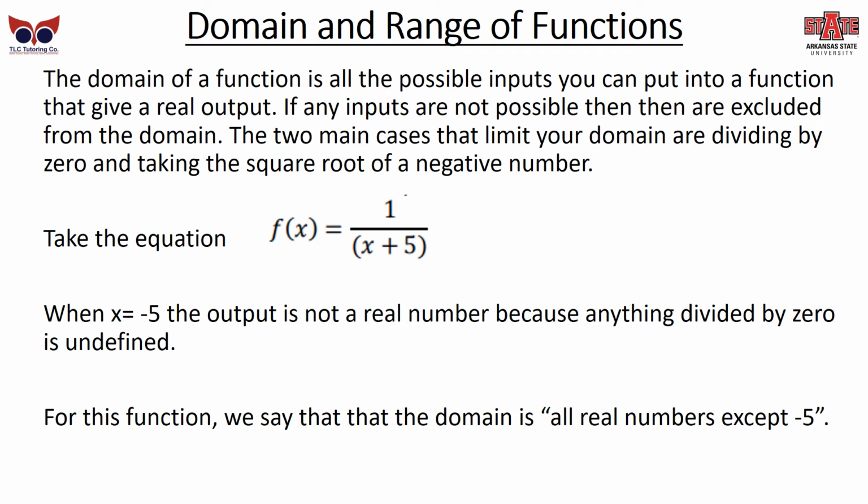So there's two cases that limit your domain. One is dividing by 0, and the other is taking the square root of a negative number. So take this example. f of x is equal to 1 over x plus 5. So looking at that, the x is in the denominator. If we set x equal to negative 5, that'll be negative 5 plus 5, and this ends up being 1 divided by 0. Well, anything being divided by 0 is undefined, so therefore it's not part of the domain. x cannot be negative 5. So for this function, we would say the domain is all real numbers except negative 5.